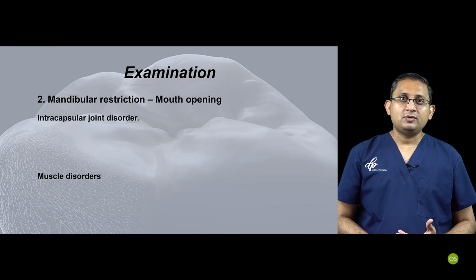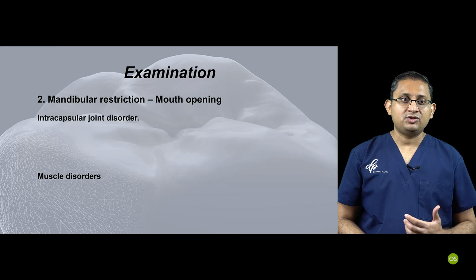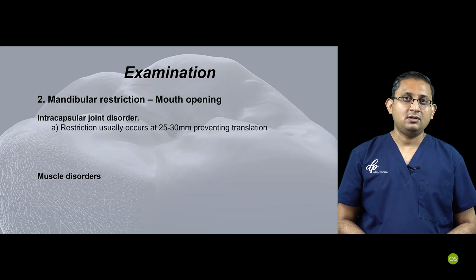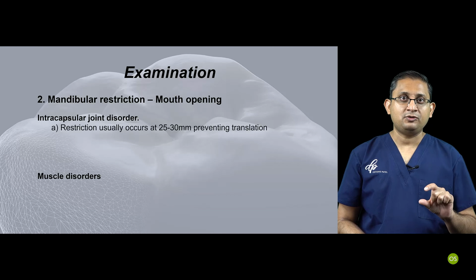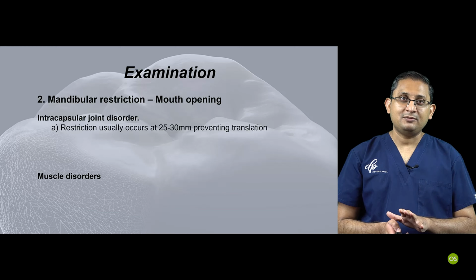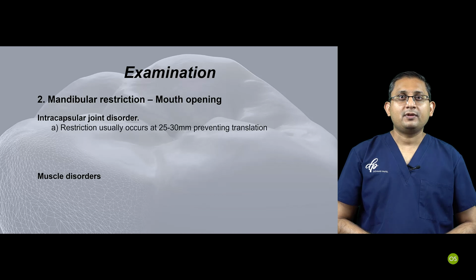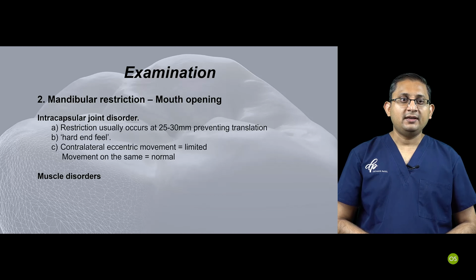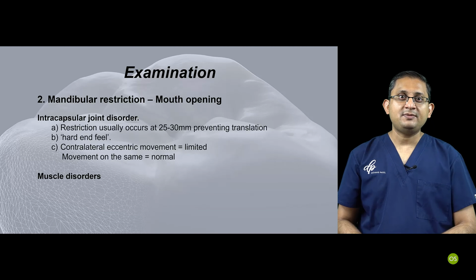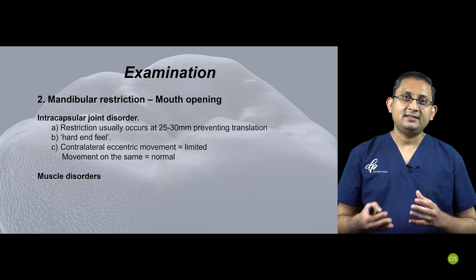It's important to assess this when doing differential diagnosis, because with intracapsular disorder the jaw has around 25 to 30 millimeter mouth opening, which is limited, and it's usually a rotational movement. When it comes to slide movement or translation, the jaw doesn't go forward because the capsule is in the way, or the disc is in the way. The jaw would feel hard end feel. The contralateral eccentric movement is limited. However, same side movement is normal, and this is what you will see.